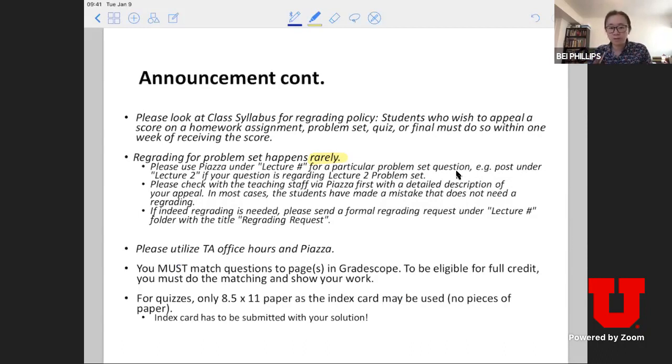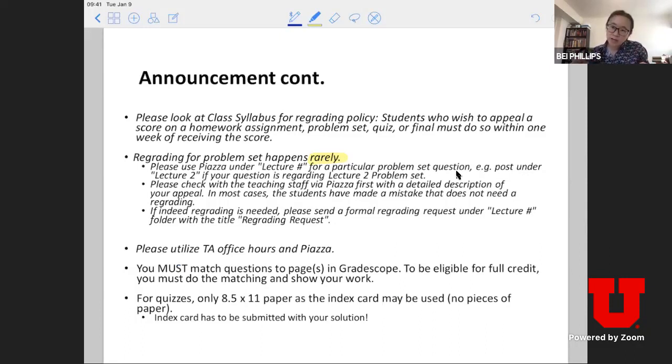So you post a question there privately to the teaching staff. In that case, both the instructor as well as the TA will be able to see your question. You say, hey, I have a question. I put this answer to my problem set, but it was graded wrong. I somehow believe my solution is correct. Here is the reason why. So you need to provide a justification why you think it should deserve a second look. And then the teaching staff will take a look at it. And in most cases, actually, the student has made a mistake. So in that case, you don't really need to request a regrading, because there's a mistake in your solution.